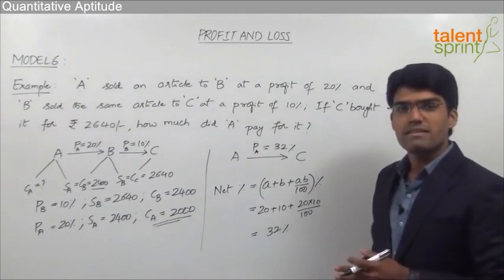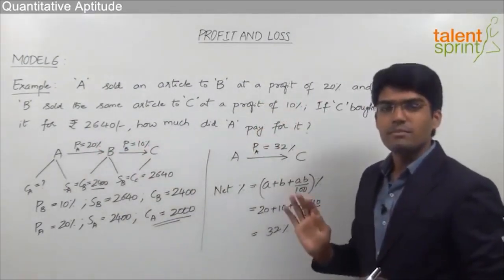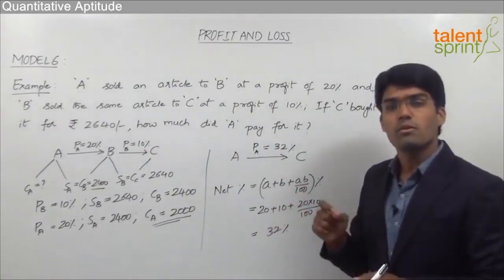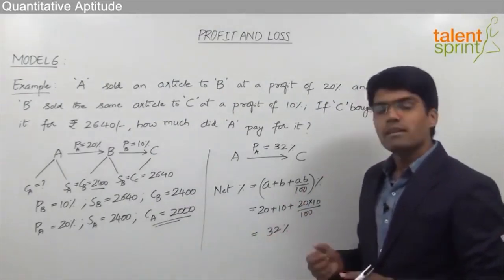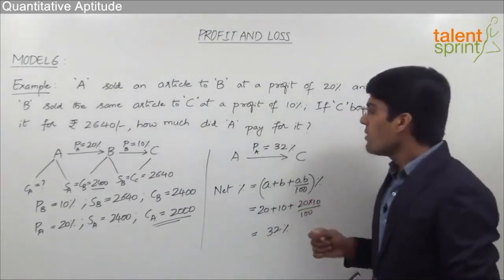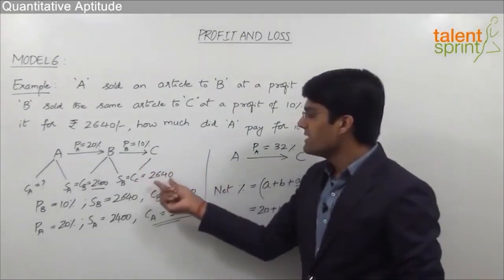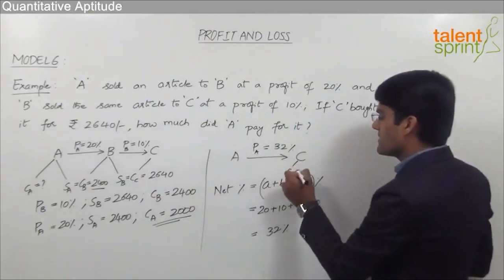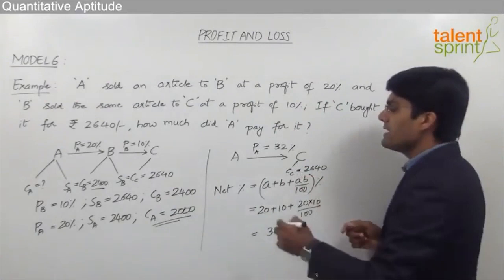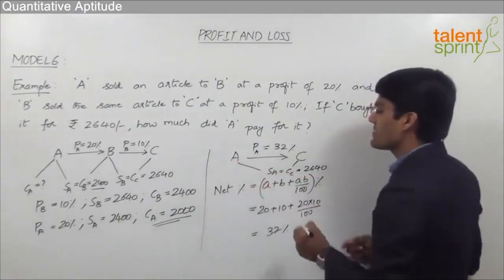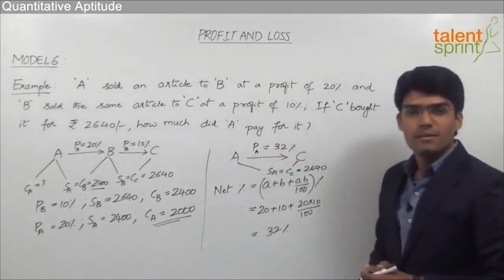Remember friends, don't misunderstand that overall profit should be 20 plus 10, 30%. 30% is not going to be the overall profit. Overall profit should be taken as A plus B plus AB by 100%, which gives you 32% as the resultant profit. Now, we know that A has made a profit of 32% and the cost price for C is 2640. Cost price of C is 2640. That remains the same. Now, cost price of C is equal to selling price of A. So now we know that selling price of A is 2640 and the profit made by A is 32%.